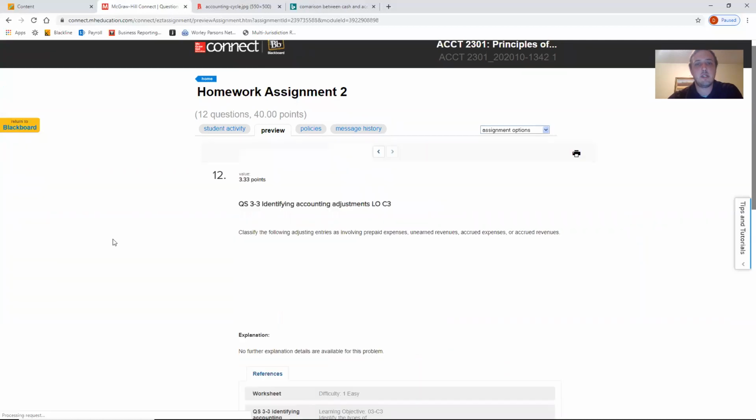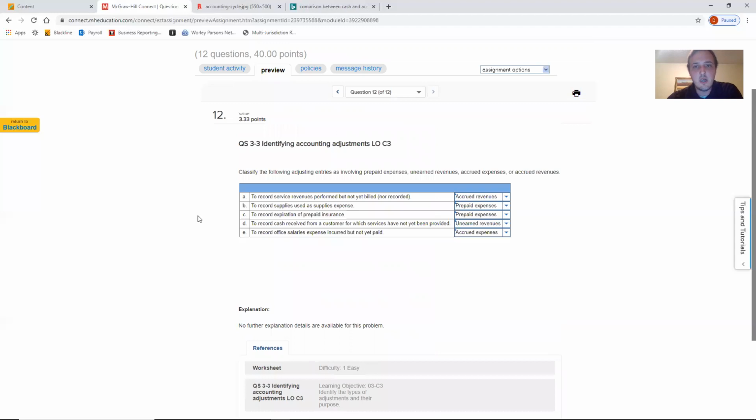All right, final question. Classify the expense as either prepaid, unearned, accrued revenues, or expenses. So service revenue, we know we're going to be dealing with revenue. Performed but not yet billed. So that's what we call accrued, because we performed it, we earned it, but we haven't billed it yet. So that means that we haven't received cash. So we're going to still accrue that revenue.